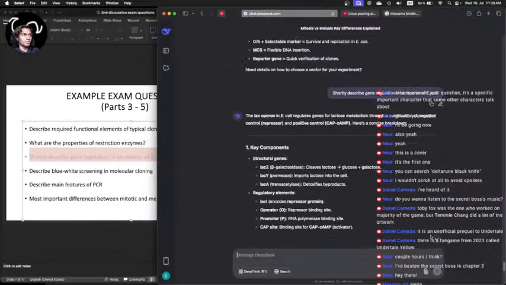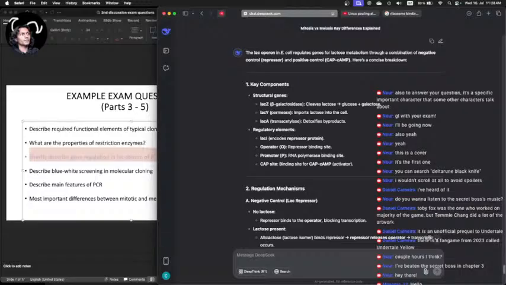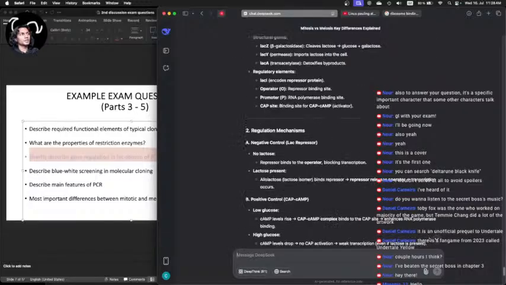Key components: regulatory elements. LacI encodes the repressor protein. Operator O, the repressor binding site. Promoter, the RNA polymerase binding site. CAP site, the binding site for the CAP-cAMP activator. Regulation mechanism, negative control, lac repressor: no lactose, the repressor binds to the operator, blocking transcription.